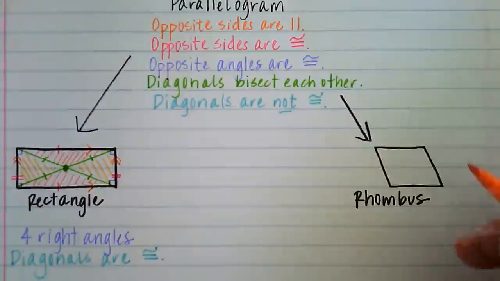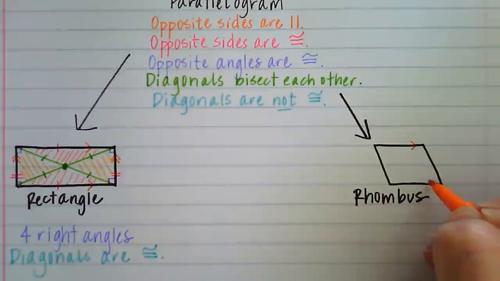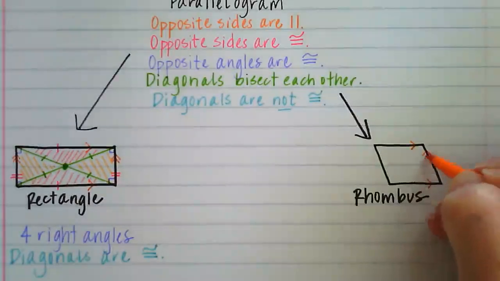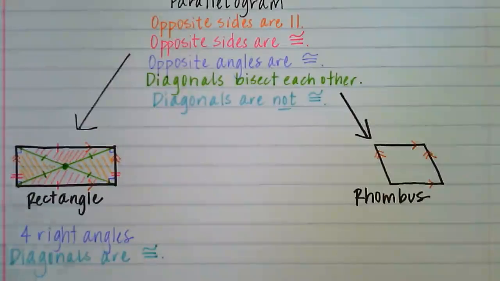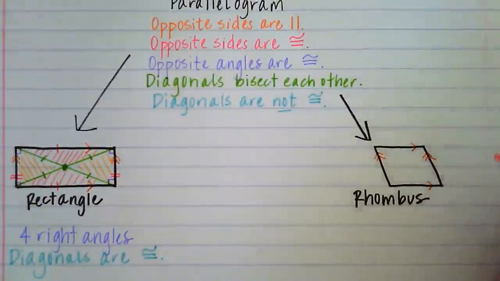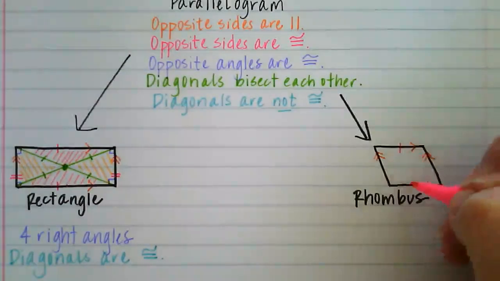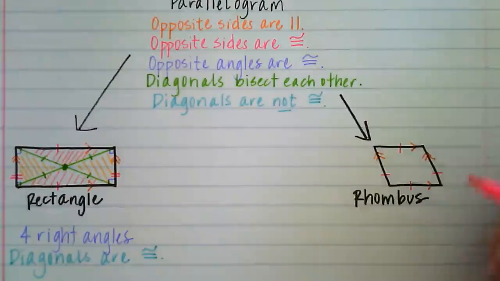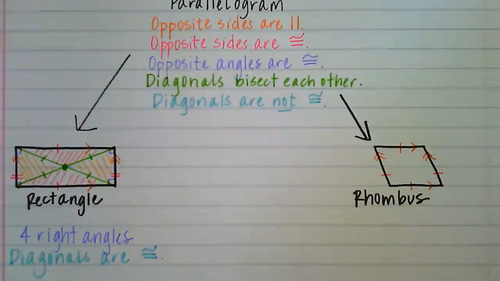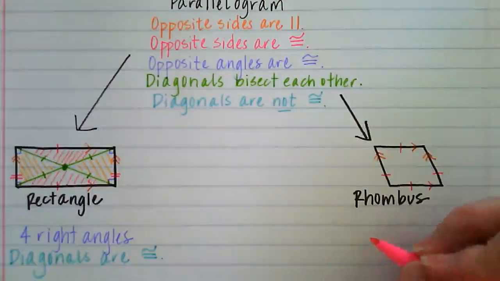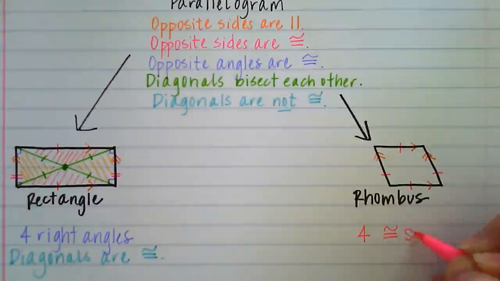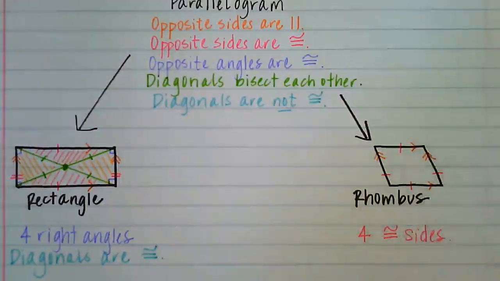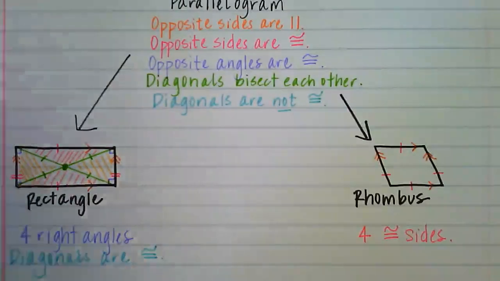So first up, opposite sides are parallel. So that side is parallel to that one. That side is parallel to that one. Opposite sides are congruent. And actually, in a rhombus, what happens is all four sides are congruent. So that's what makes a rhombus different from a parallelogram. So we have four congruent sides on a rhombus.